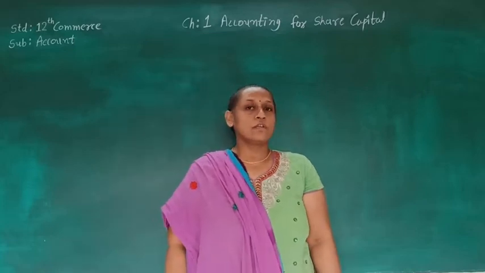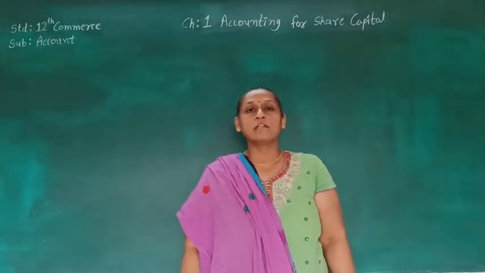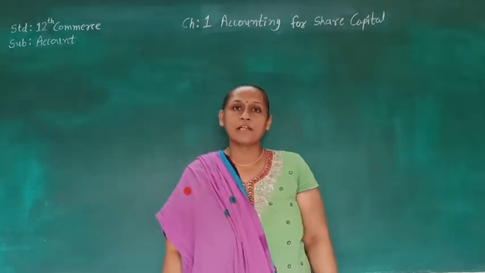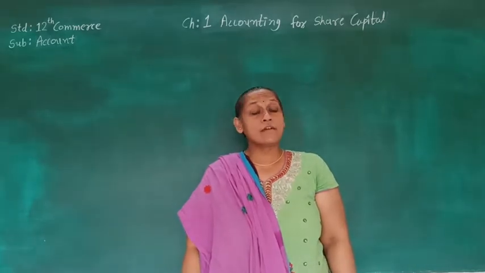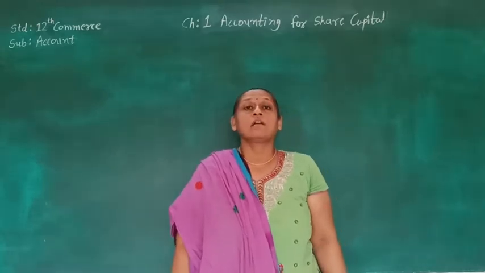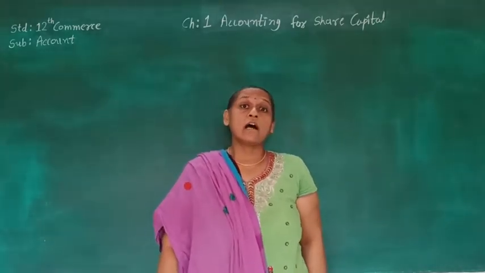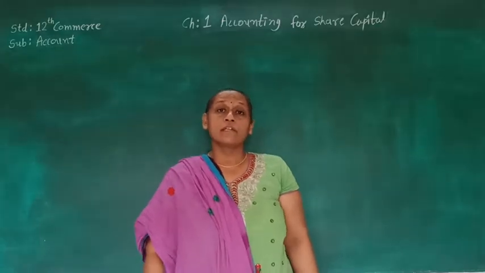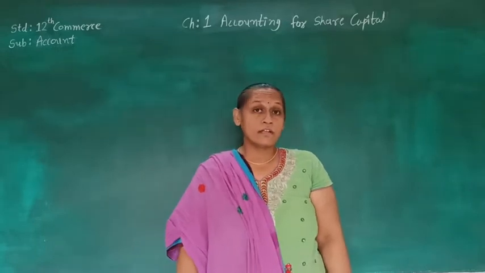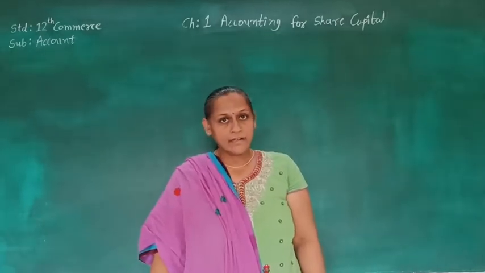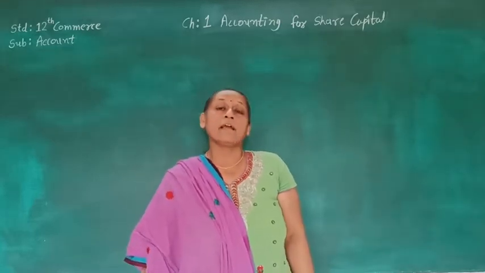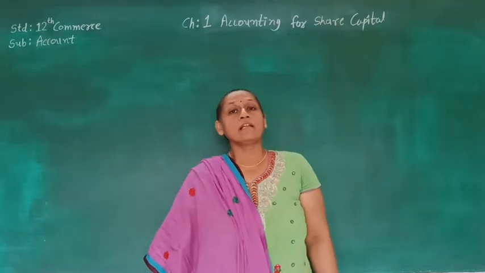Hello students, today we are going to see chapter number 1, that is Accounting for Share Capital, of Standard 12 Commerce subject Accountancy. This is the fifth part of chapter number 1 of Part 2 Accounts, and today we are going to see how exactly accounting is done in the books at the time of issue of shares. So here we are going to pass the journal entries for the application of the share capital, allotment and calls of the share capital.